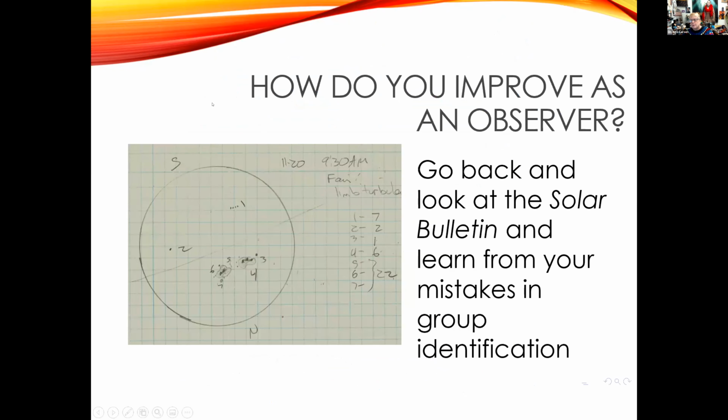And how do you improve as an observer? Well, what I did was when I first started, this is one of my early observations, I was overcounting groups. So I would deconstruct my observations every month. I'd go back and see what I was doing wrong. And that's how I got to be a better observer. So a lot of it really is just experience. You can also ask for a mentor through the AAVSO mentor program.